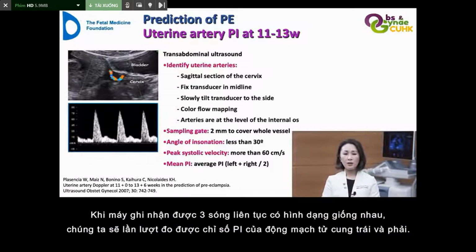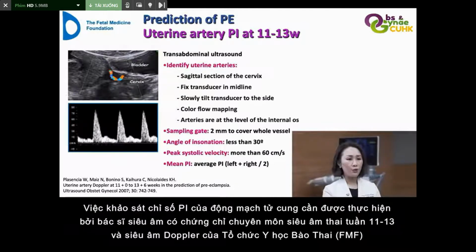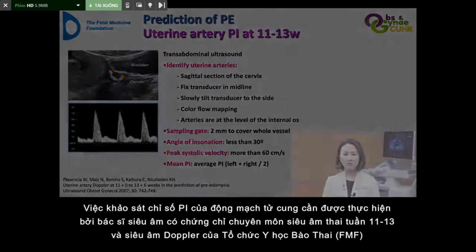When 3 similar consecutive waveforms are obtained, the uterine artery pulsatility index is measured from the left and right arteries. The assessment of uterine artery pulsatility index should be carried out by sonographers who have received the appropriate certificate of competence in the 11 to 13 week scan and Doppler of the Fetal Medicine Foundation.